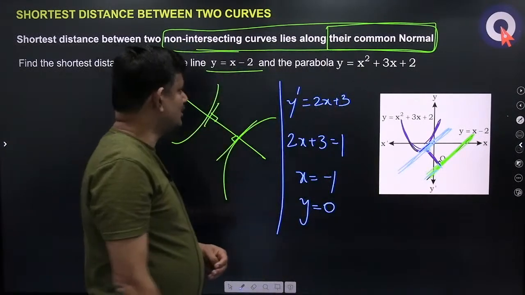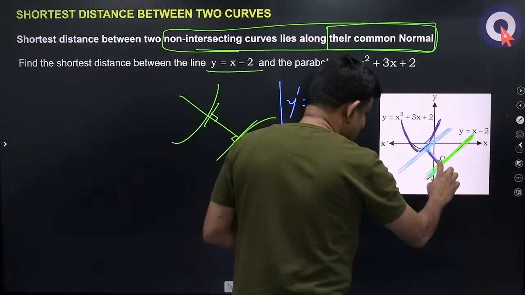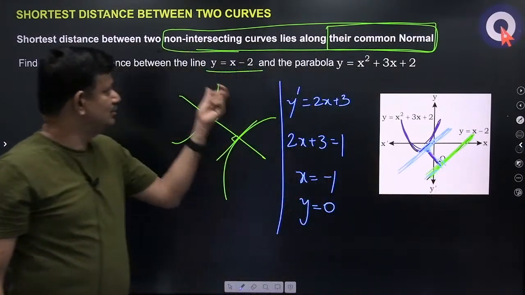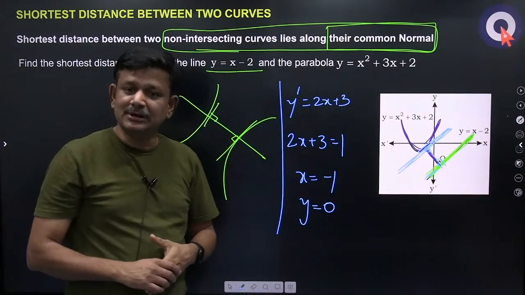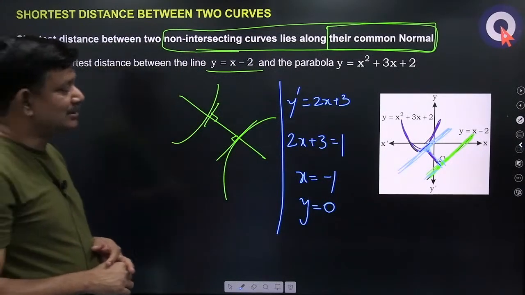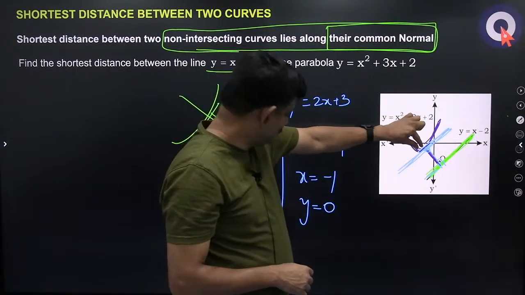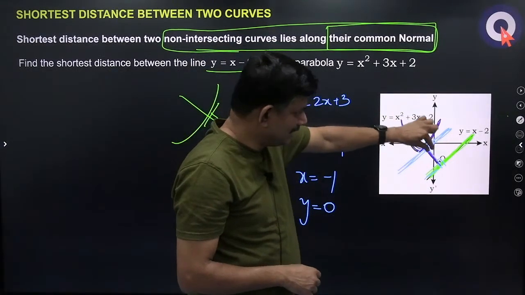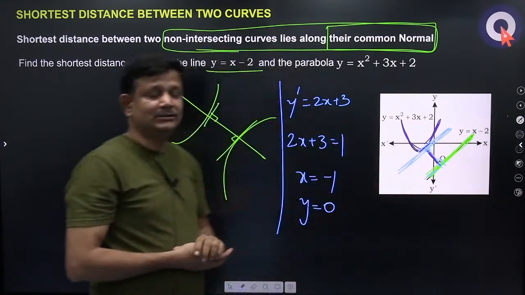So what will be your shortest distance? Find the perpendicular distance from the point minus 1, comma 0 onto the line y is equal to x minus 2. That will give you the result.